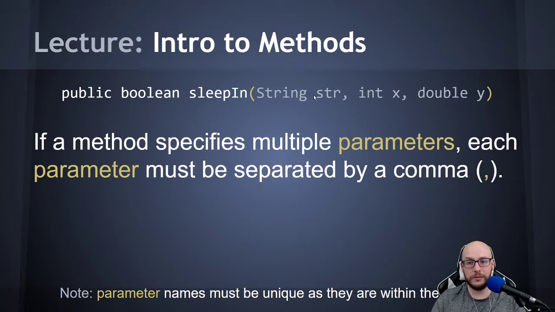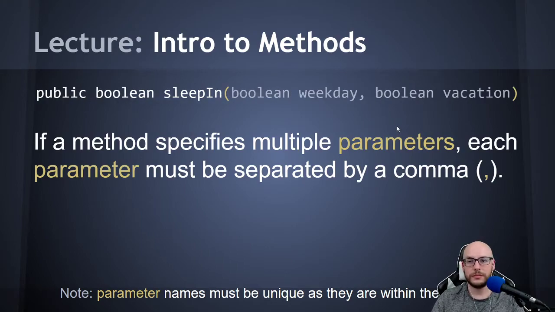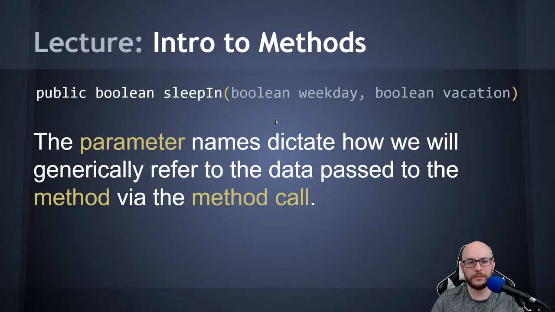So here I have 3 parameters, and we're not limited to primitive data types or anything crazy. If it's a data type, it can be used. Here I have string str, integer x, double y. Here I have 2 booleans, kind of indicating that we can use the same data type. That's perfectly fine. In fact, we're going to see a practice problem just like this. The parameter names dictate how we would generically refer to the data passed to the method via the method call.